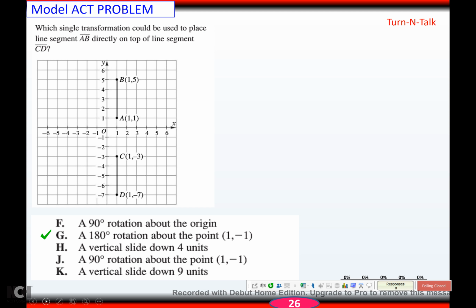Hopefully you got G. Okay, it's not a 90-degree rotation about the origin. If it was 90 degrees, then it would just move over here. Okay, so that would be 90. And then it says, about the origin.